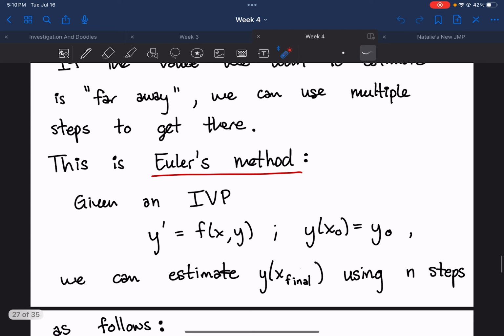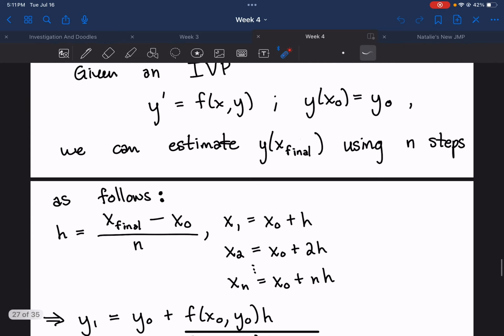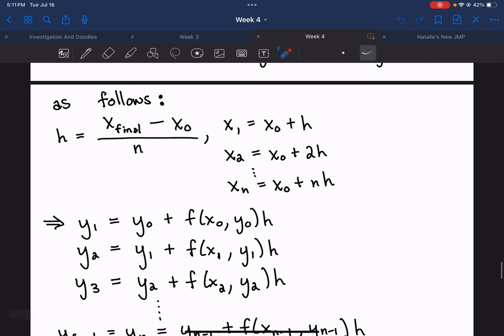Given an initial value problem, y prime, or sometimes it's written as dy/dx equals f, and some initial condition, you can estimate y at x final using n many steps in this way. Here's how you do it. To get the step size, you take the final x and you subtract the initial x and you divide by how many steps you want to take to get there, right?